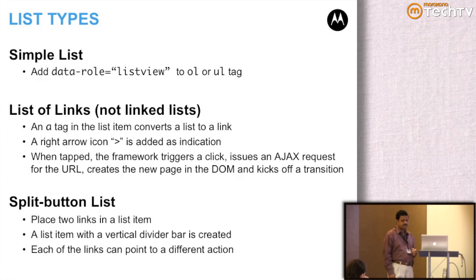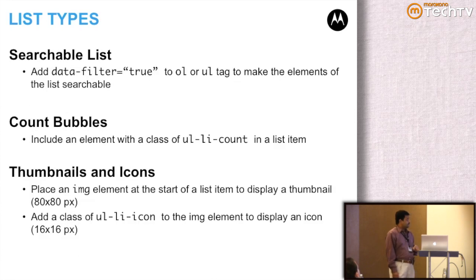Then I'm sure you've seen split button lists where there is a list and a vertical divider, and you can perform two different actions depending on which segment of the list element you click on. Oh, here's an interesting feature. If you have a very long list, you can filter or search through that list to narrow your selection, and to enable this, all you have to say is data-filter equal to true on the OL or UL tag. Again, I'll show you examples of all of these.